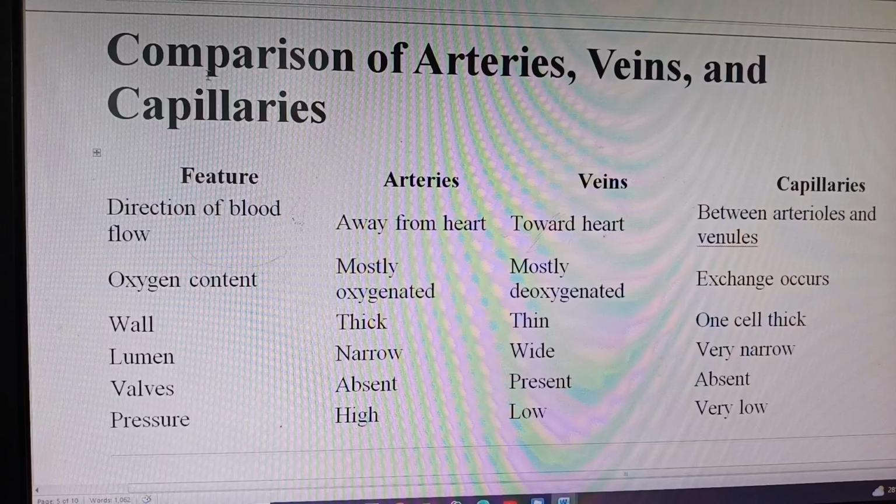Okay, now we will see the comparison of arteries, veins and capillaries. So here are some features of blood vessels. So first one, direction of blood flow. In arteries, the blood flow will be always away from the heart. Arteries carry blood away from the heart, veins carry blood towards the heart, and capillaries are between arterioles and venules. So blood flow takes place between arterioles and venules.